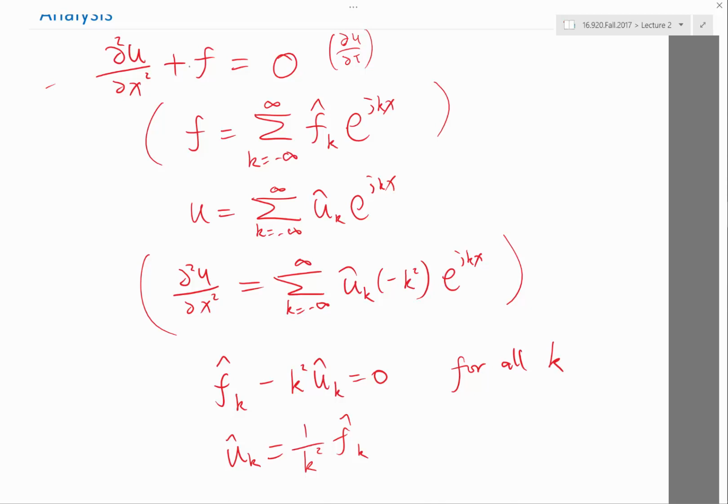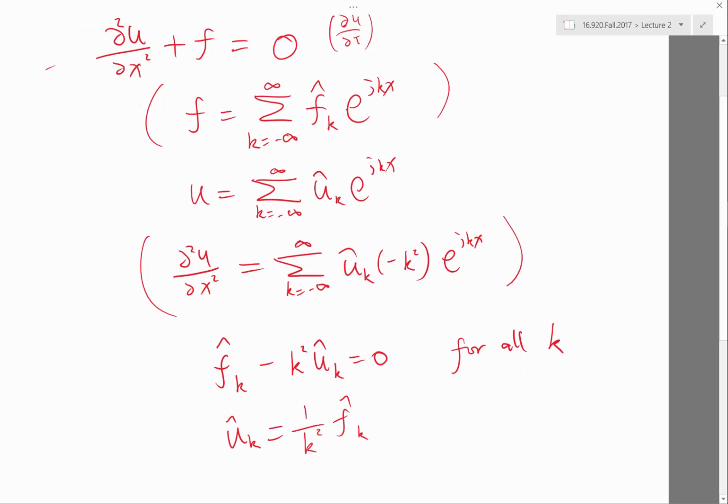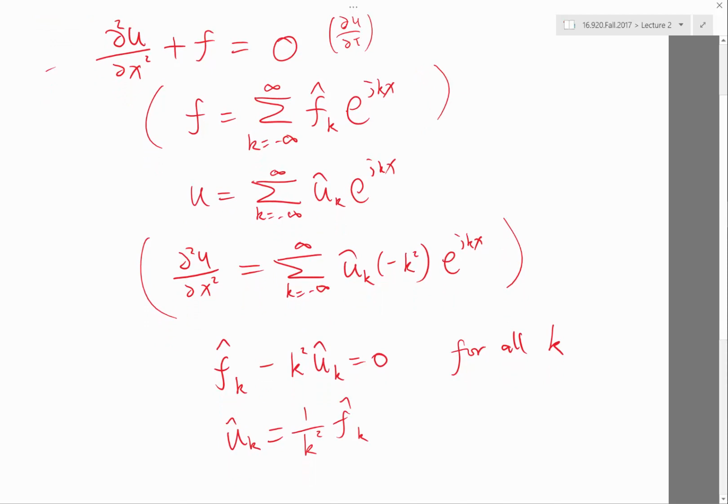What is the final solution? Thinking from that physical perspective, you know that f cannot have any constant term, because if that is the case, the solution is going to either keep becoming larger and larger and larger, goes to infinity, or it keeps becoming smaller, smaller, smaller, and goes to minus infinity. So f has to have no f hat 0 component.